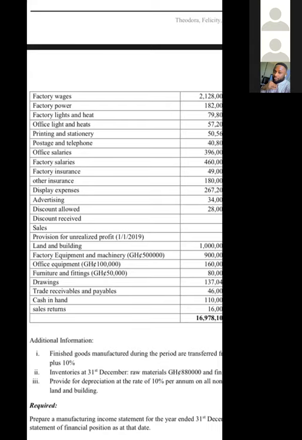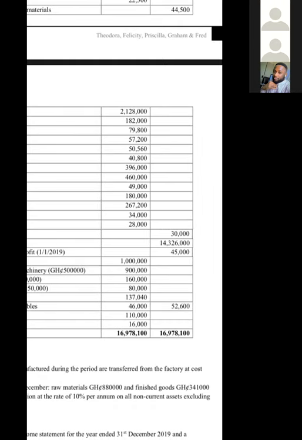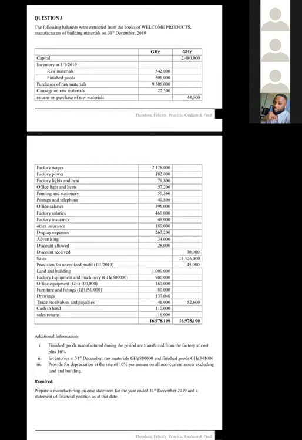So will there be an increase or a decrease in unrealized profit? A decrease. Is that an increase or a decrease? It's a decrease. A decrease of how much? 14,000. Very good. And what will be the amount of closing inventory to be reported in the SOFP?